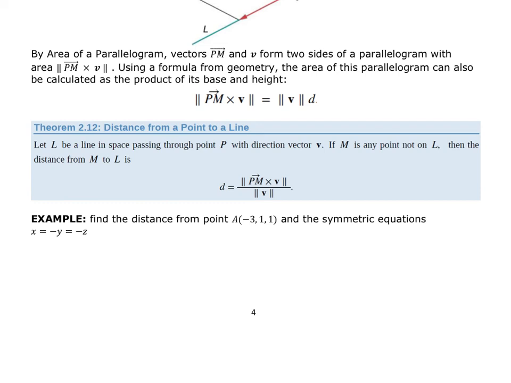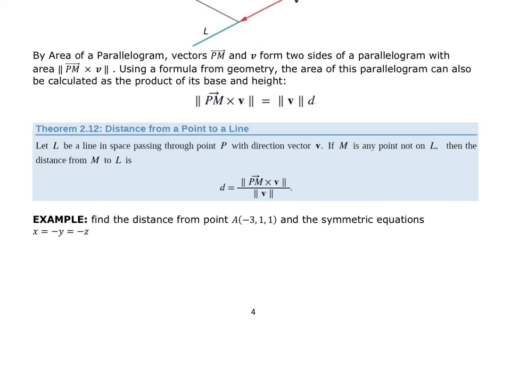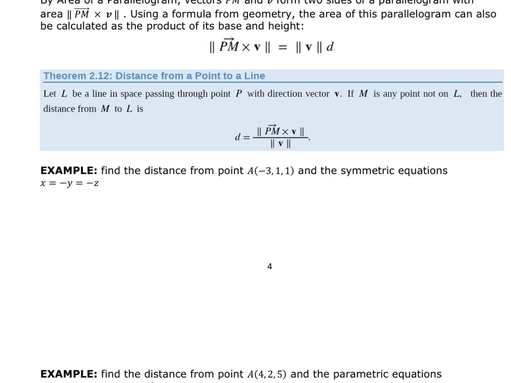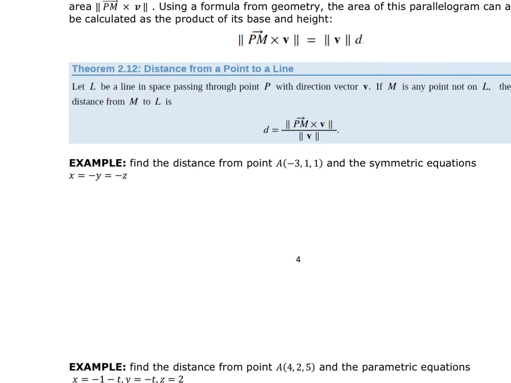In this example, we're going to find the distance from point A to the line given by the symmetric equations. So I'm just going to rewrite the symmetric equations in a form that's a little bit easier to pull information off of. We have x over 1 is equal to y over negative 1, which is equal to z over negative 1.